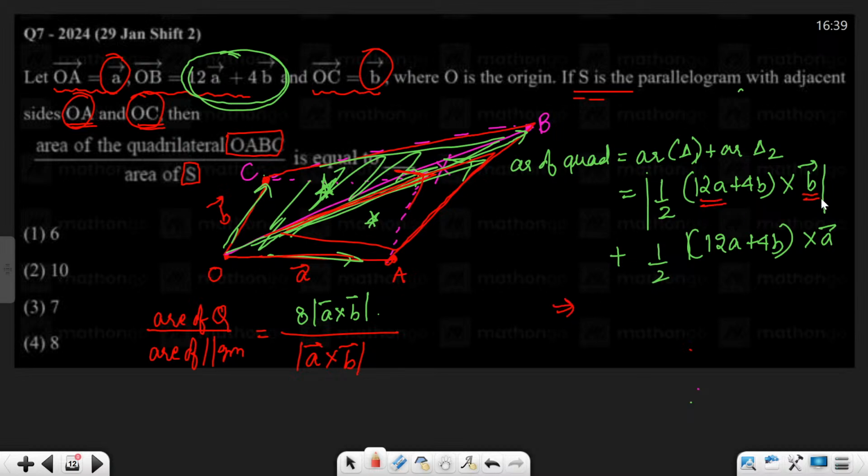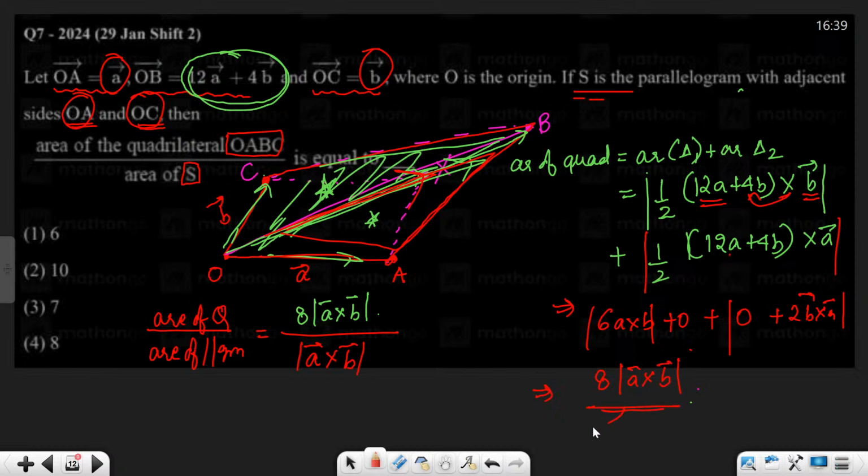12A cross B will give you 12A cross B, so half of that is 6A cross B. B cross B is 0. Then plus, A cross A is 0, and 4B cross A will become 2B cross A. Now there is a modulus involved, so 6 plus 2 will become 8A cross B, and A cross B and B cross A are both the same thing because we are taking modulus. So now if you plug in the value, you will get 8 as the final answer, option D. Understood or not? Getting it?